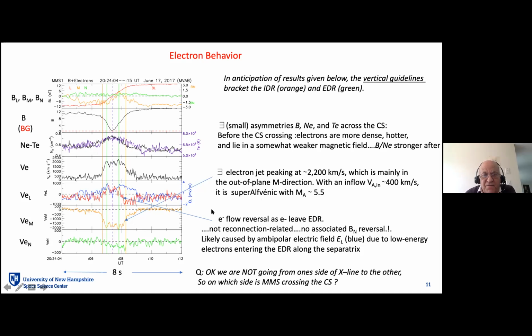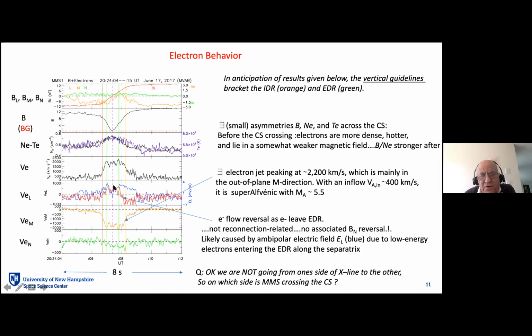Here we have a case, this last but one panel. This shows an electron jet peaking at so-and-so. Mach number is 5.5, out of plane direction M. That is good for an EDR identification.